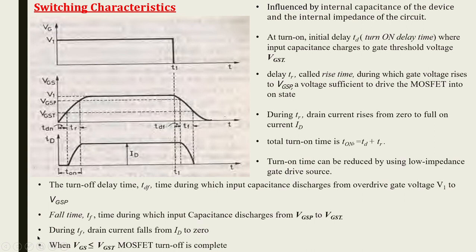So when the gate source voltage VGS is less than or equal to VGST, at that time MOSFET turn off is complete. Whereas in case of a transistor, by that time it won't be turned off. Here, when VGS is less than or equal to that threshold voltage, at that time the MOSFET is turned off completely. So these are the switching characteristics of MOSFET.